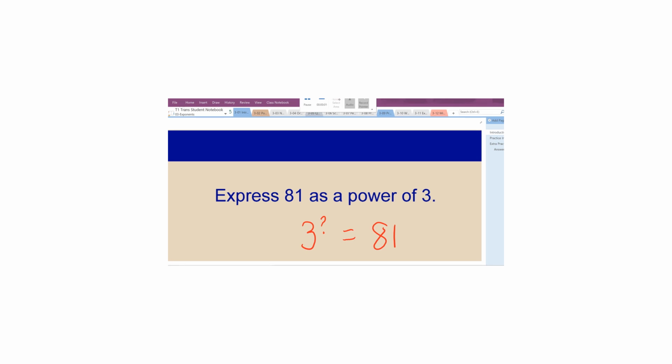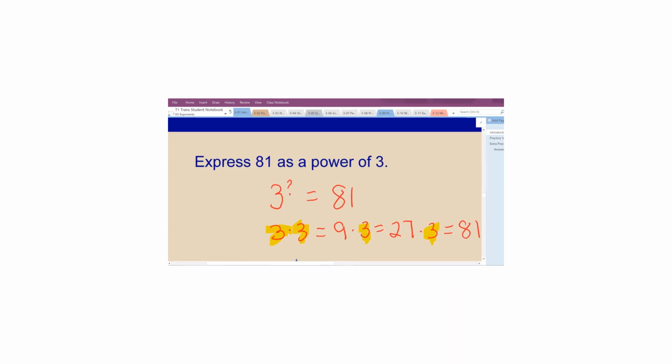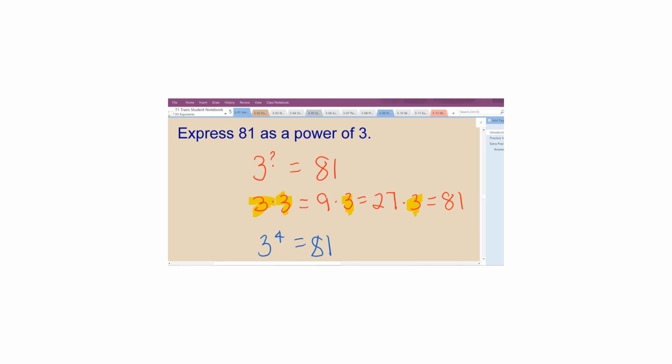In this first example, you're being asked to express 81 as a power of 3. And you can see that what that means is 3 to what power equals 81. Well, you can figure that out by just multiplying 3 times 3 to get 9, times 3 to get 27, times 3 to get 81. And you'll see that's 4 3's we multiplied, therefore 3 to the fourth is 81.